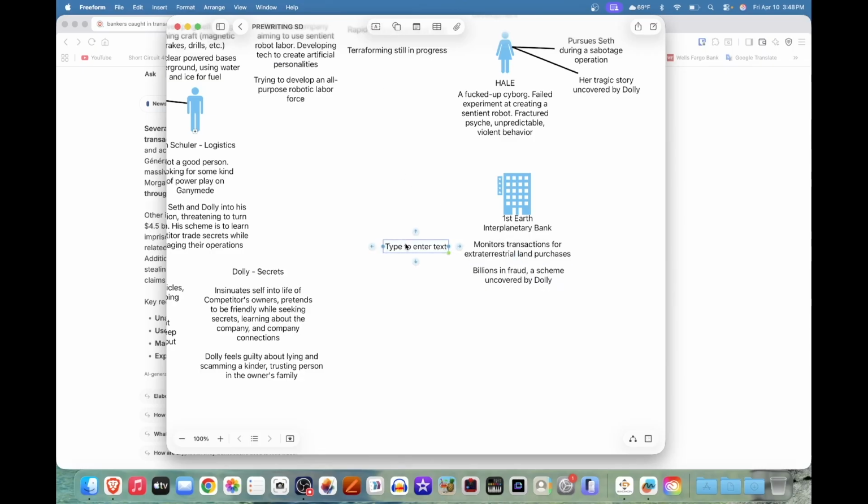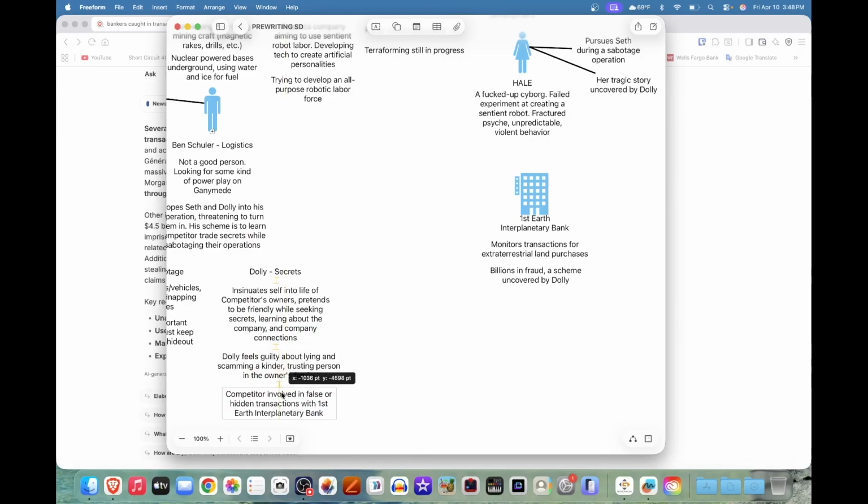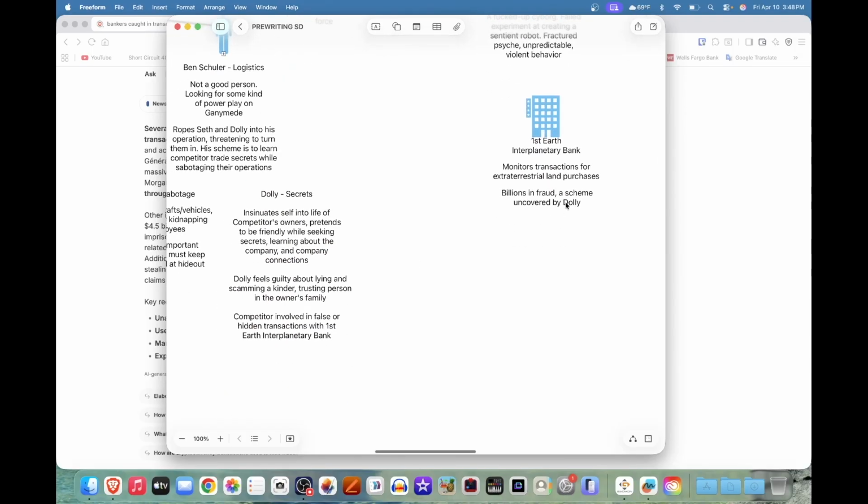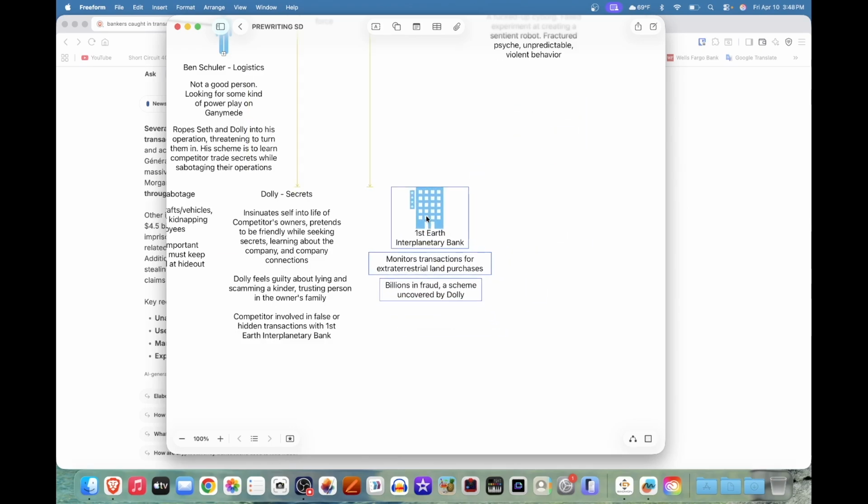So let's put this over here. Competitor involved in false or hidden transactions with First Earth Interplanetary Bank. It's just an idea. The question is, how does she find it out? Who's involved in it? What's the secret? We don't know yet. So we can move that down here. So that's that. We got that. Monitors transactions, billions in fraud, a scheme uncovered by Dolly.